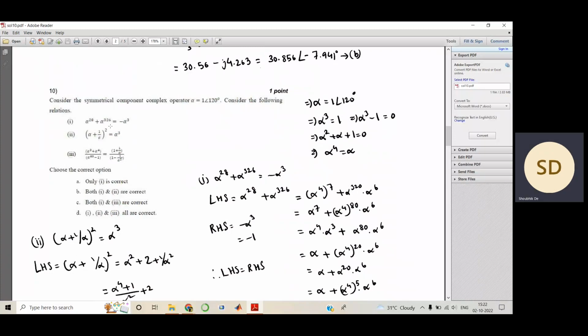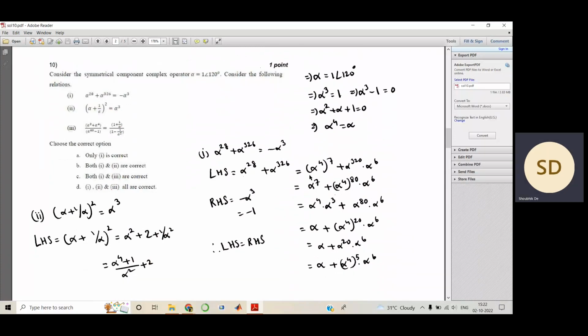So now let us look at this. Alpha to the power 28 plus alpha to the power 326 equals minus alpha cube. Sorry, alpha to the power 3. So let us consider the left hand side first. Now this alpha to the power 28, we can write as alpha to the power 4 whole to the power 7, right? And also 326 can be written as alpha to the power 320 into alpha to the power 6.